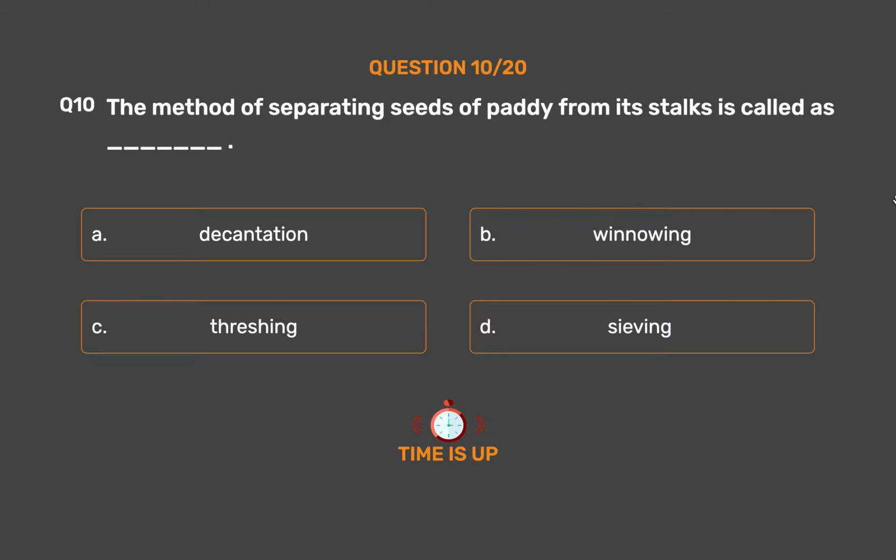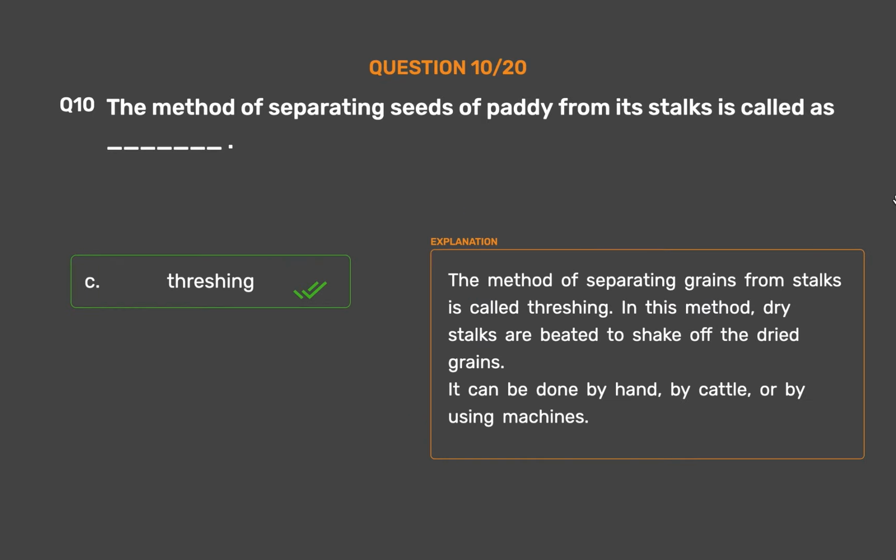The correct answer is Option C. Threshing. The method of separating grains from stalks is called threshing. In this method, dry stalks are beaten to shake off the dried grains. It can be done by hand, by cattle, or by using machines.